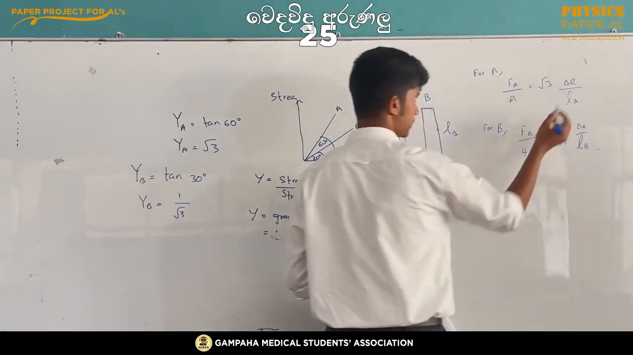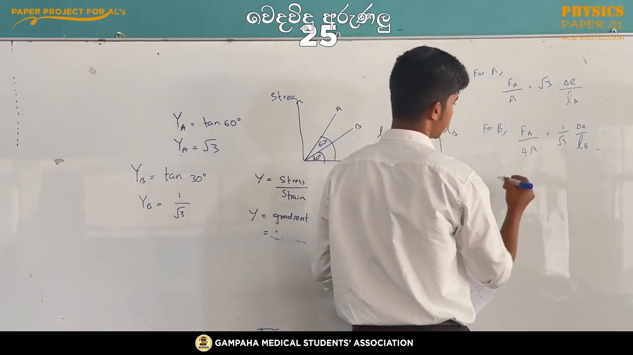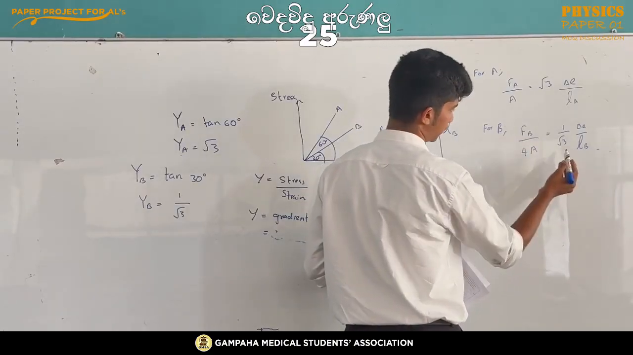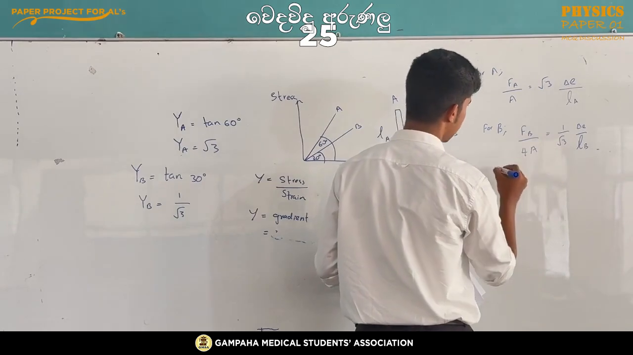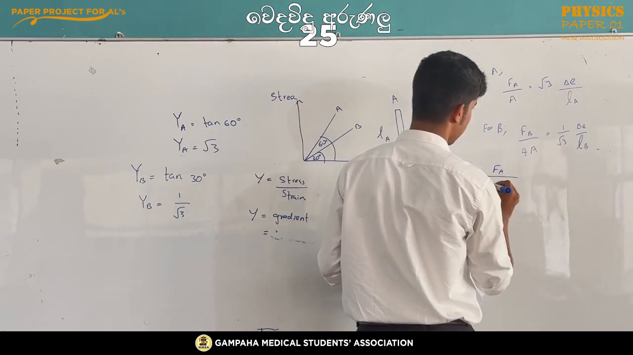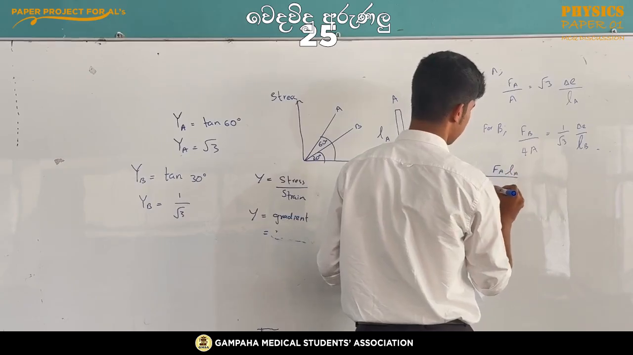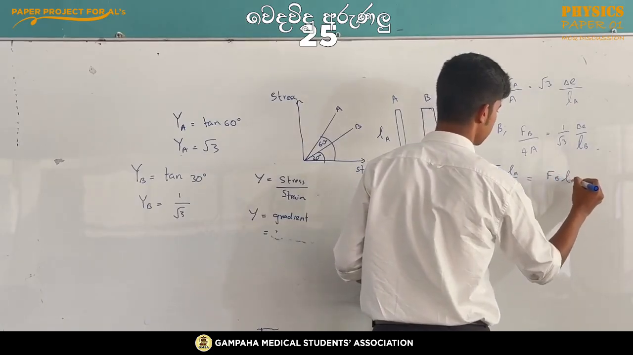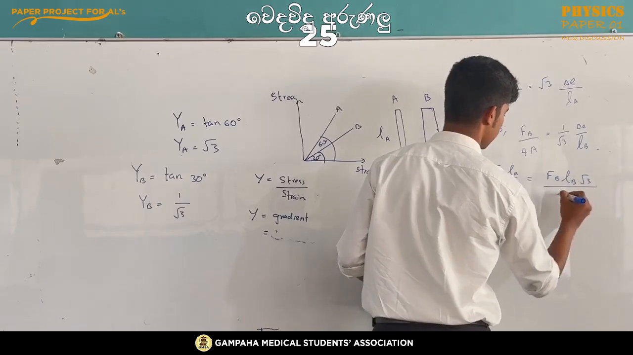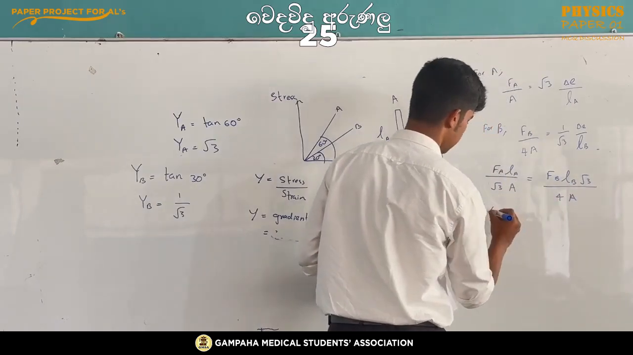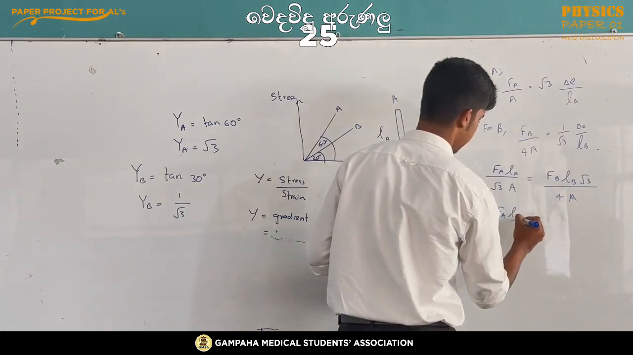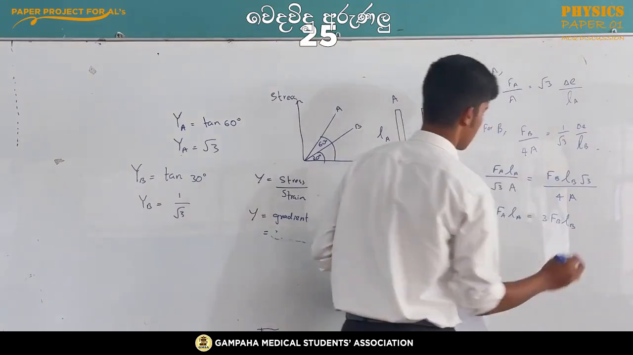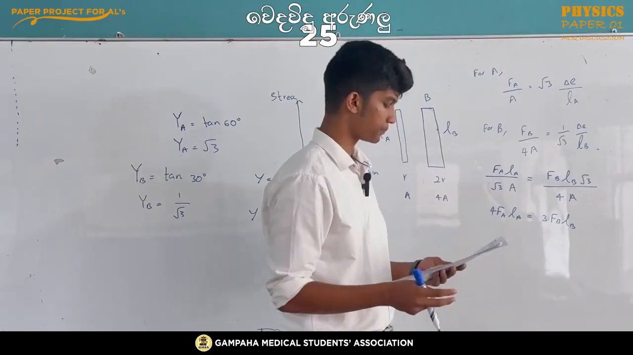Now once you equate these extensions, you can get the correct expression for the forces and the original lengths. So once you equate these, FA over root 3A equals FB root 3 over 4A. So you get the answer as 4FA equals 3FB. Then the correct answer is the third answer.